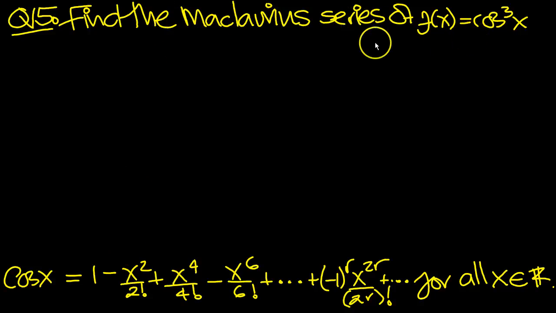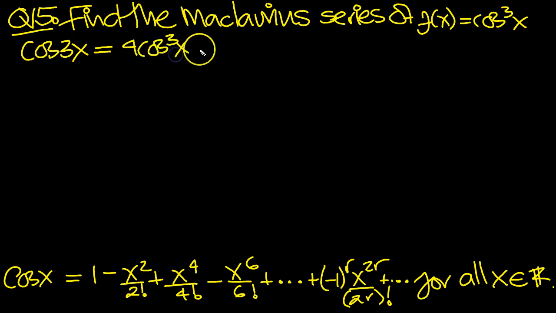Find the Maclaurin series of f of x equals cosine cubed x. So we need the triple angle formula here, don't we, for cosine? Well, firstly we know cos 3x, don't we? That's equal to 4 cos cubed x minus 3 cos x. And now we can rearrange for cosine cubed.